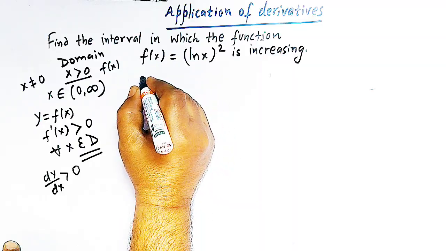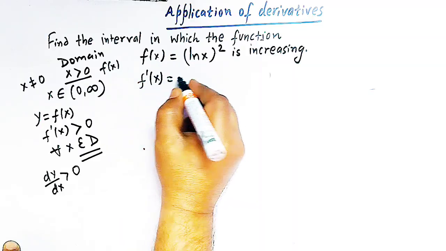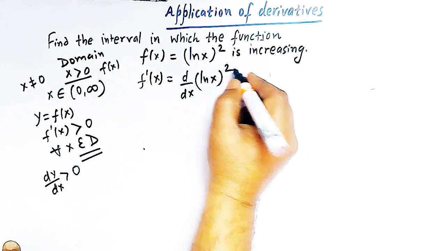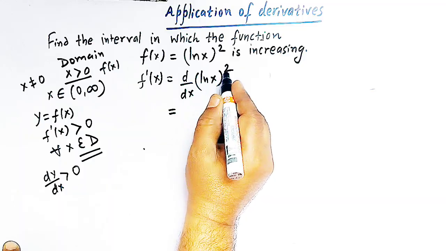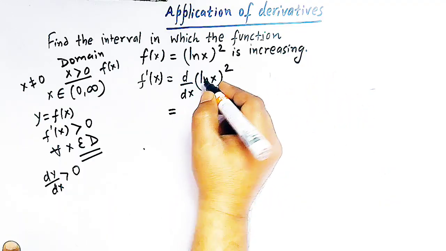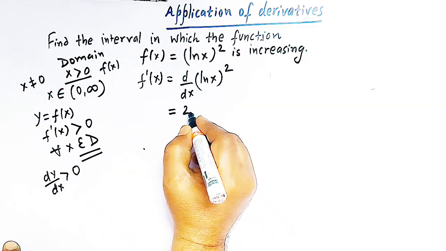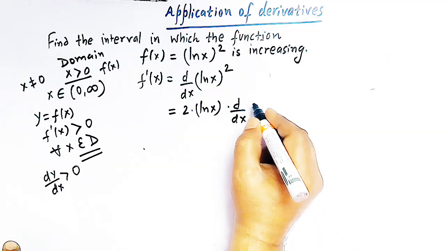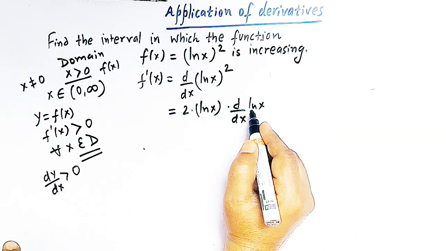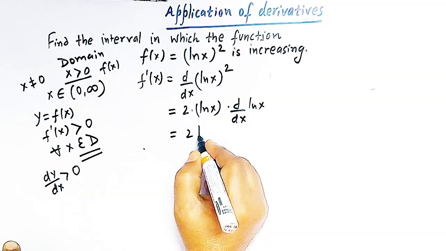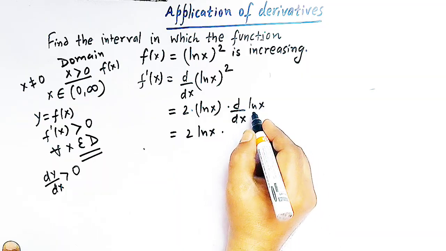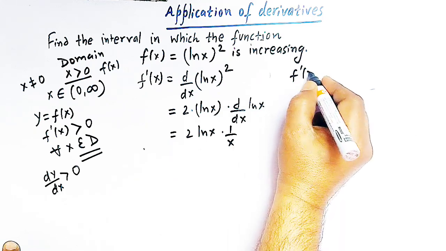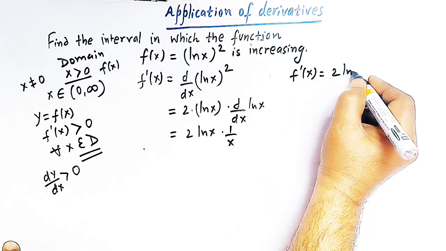So let us first find the derivative. f prime of x is given by d by dx of natural log of x, the whole square, and here first we'll make use of the power rule for differentiation. So the derivative is 2 times natural log of x, and then by chain rule we multiply by the derivative of natural log of x, which is 1 over x. So we have f prime of x is equal to 2 times natural log of x divided by x.